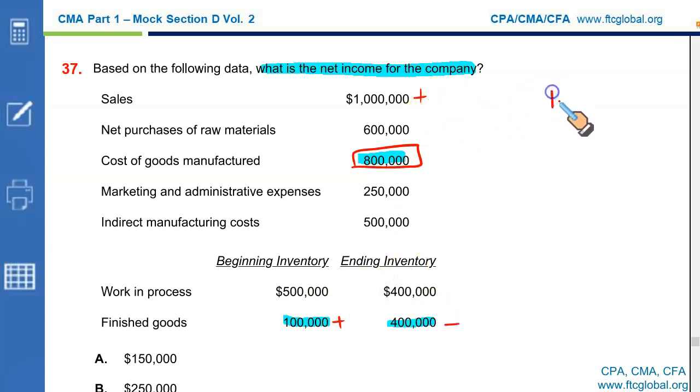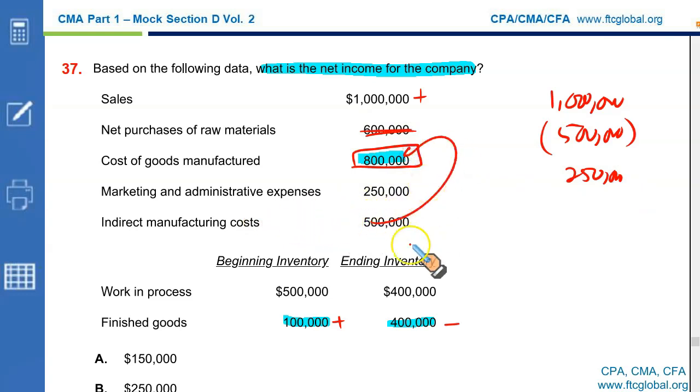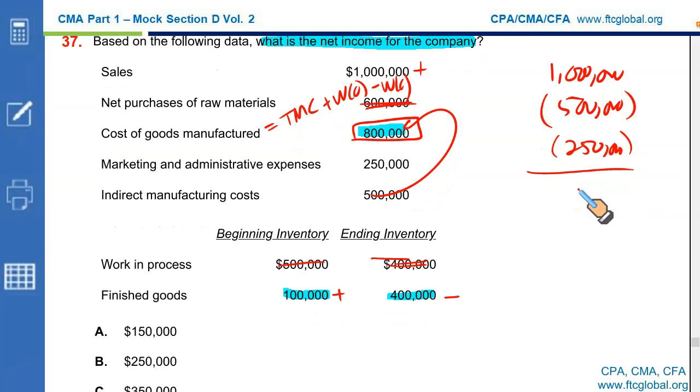So you are going to write sales as 1 million. From this, deduct your cost of goods sold. Net purchase is already included. Marketing admin cost, yes, 250. Indirect manufacturing cost is already included in the cost of goods manufactured. Work in process is already accounted for when we calculate cost of goods manufactured. Remember, cost of goods manufactured is the total manufacturing cost plus work in process opening minus work in process closing. So they have already been taken care of. You just need to solve this: million less 500,000 less 250 for marketing and admin cost. There you go. You got your answer. B.